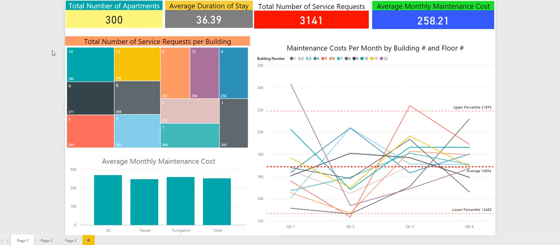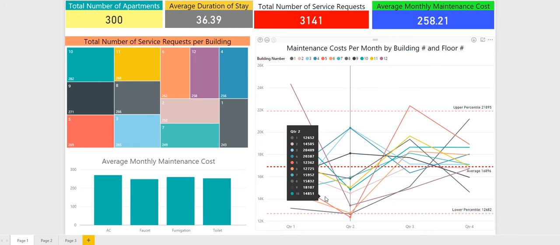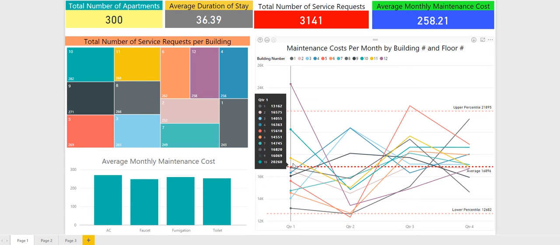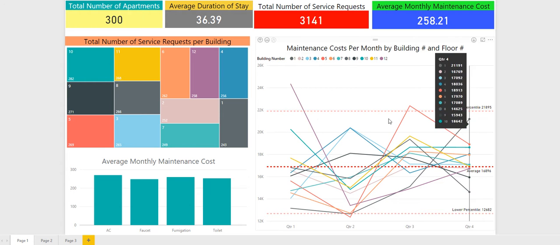Now, looking at it a little bit deeper, and here's where our expertise will come in. And just to start off, I had no expertise in real estate and property management before starting this project. And there's a lot you can learn just through pure data. So we plotted the maintenance cost per month by building and floor numbers. And as you can see, in quarter number 1, the maintenance costs are all pretty spread out.